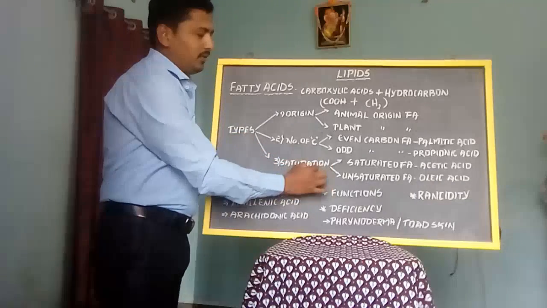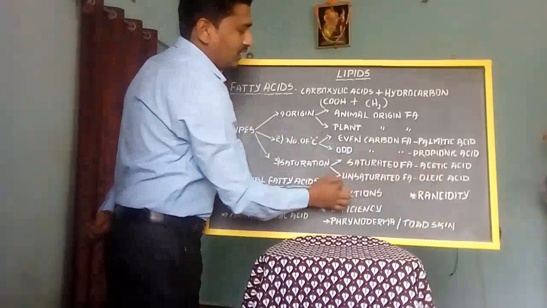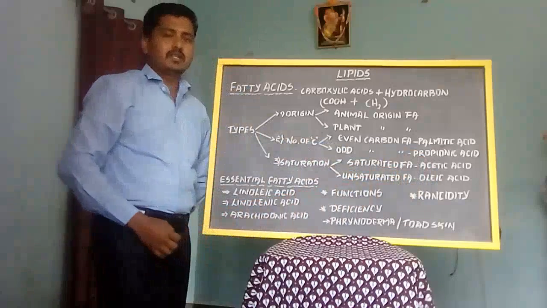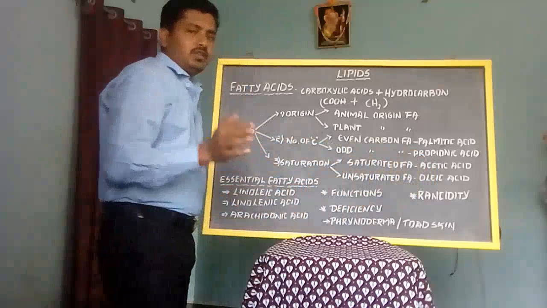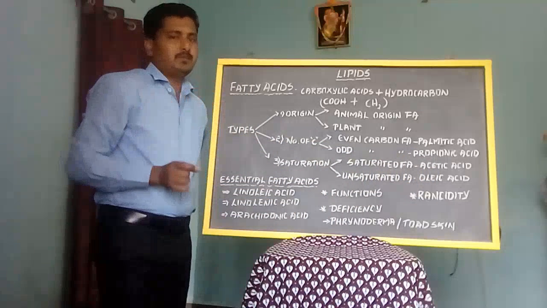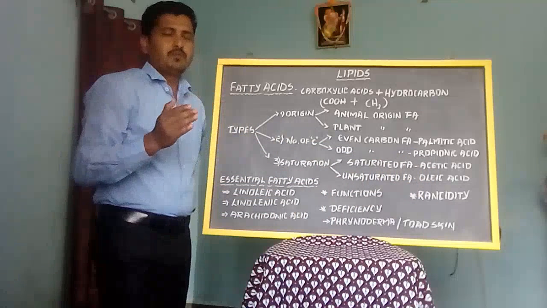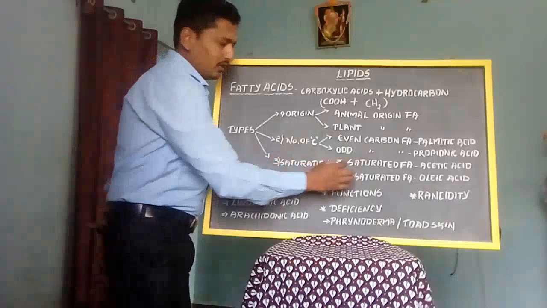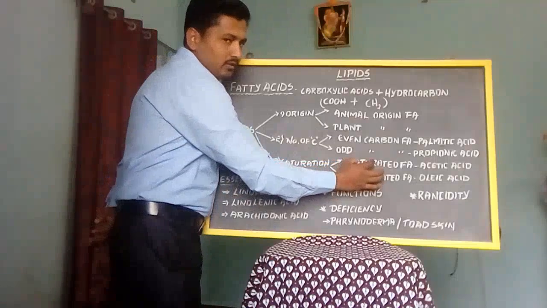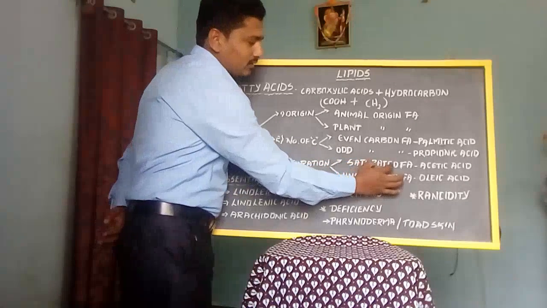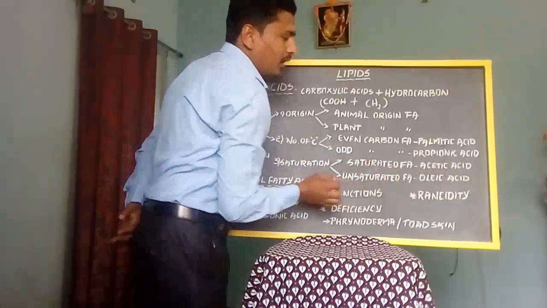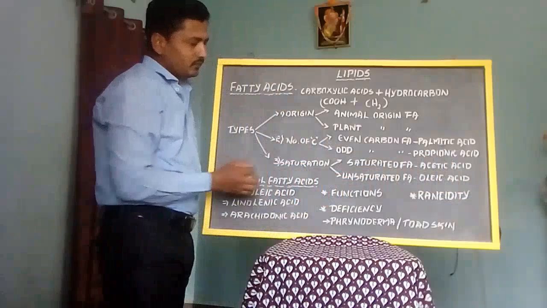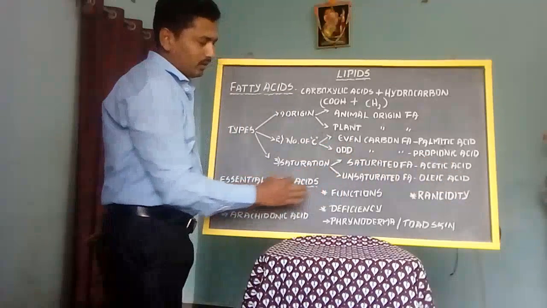And third, based on whether a double bond is present or not, we can classify fatty acids as saturated and unsaturated fatty acids. In a saturated fatty acid, there is no double bond between the carbon atoms. That type of fatty acid we call a saturated fatty acid. An example for this is acetic acid.